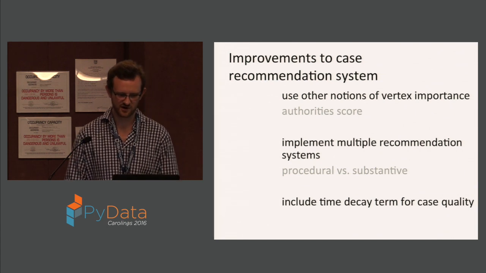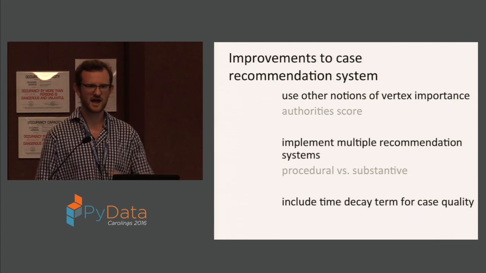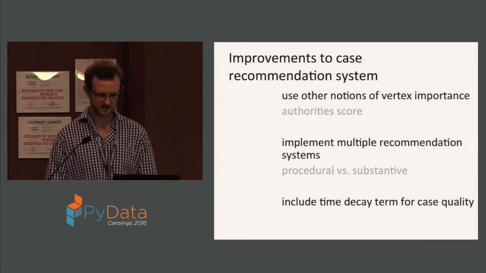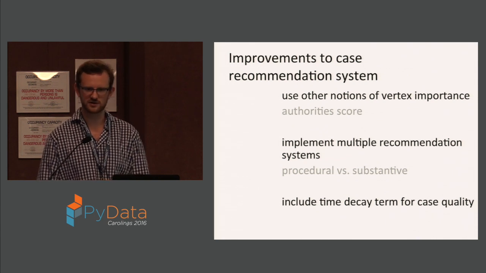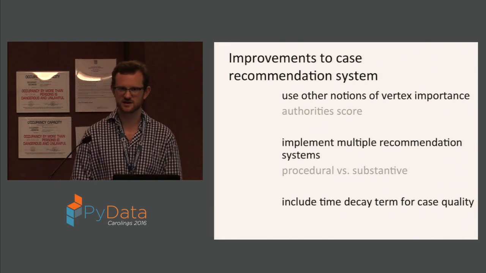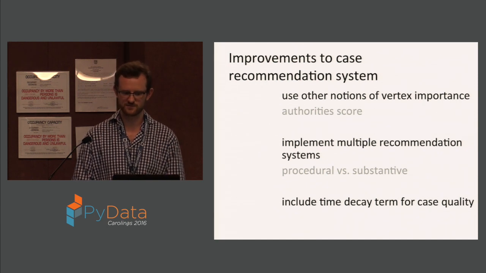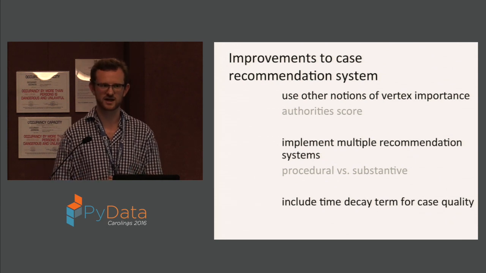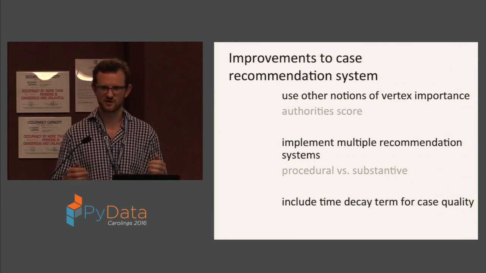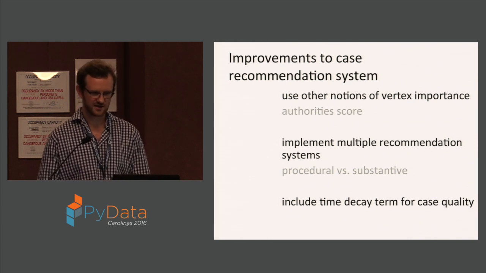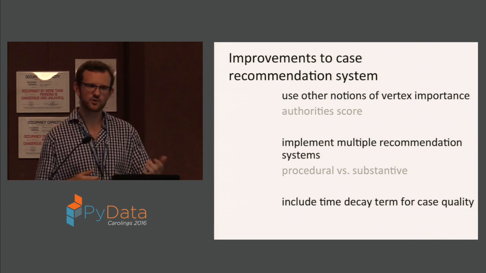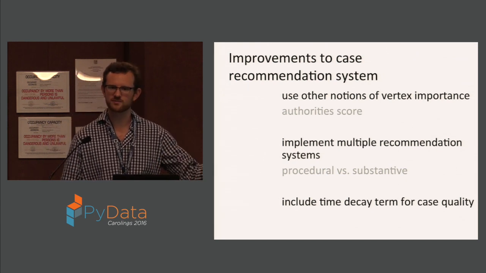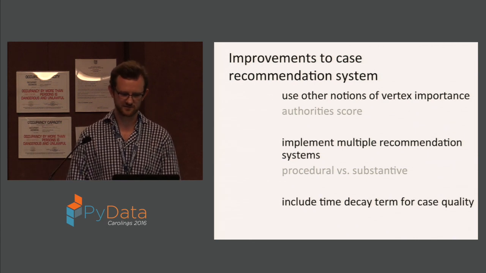So to Court Listener, we're recommending some improvements to their recommendation system. And this also applies to other case recommendation systems from other legal websites. So using other notions of vertex importance. In-degree is a good place to start, but there's other measures that you might consider. Probably authority scores is the one I would go with. Actually, a number of websites use PageRank, which, as we've seen, is sort of biased to favor older cases. It might be worth implementing multiple recommendation systems or giving the user an option to say, I want a procedural case or I want a substantive case.